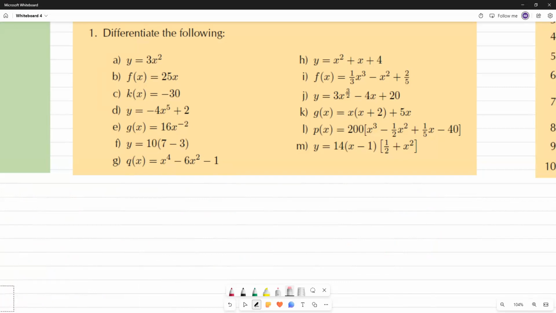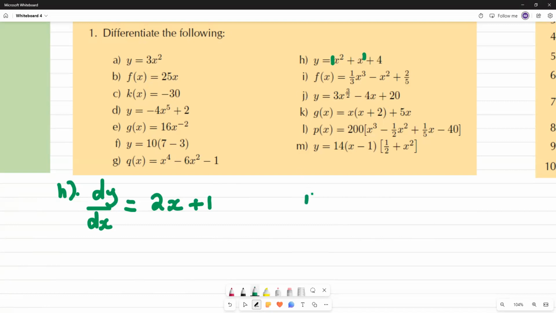So on H, let's see. We're looking for dy over dx. I'm just using a different notation. It's going to be 2x plus 1. Because this is 1. So 1 times 2 is 2. And then 2 minus 1, it's 1. Then here you have 1. 1 times 1 is 1. Then you're going to have x to the power 0 there, which disappears. Then the derivative of a constant disappears.